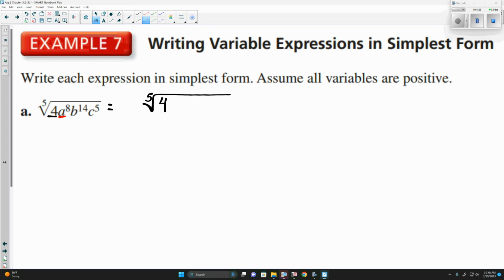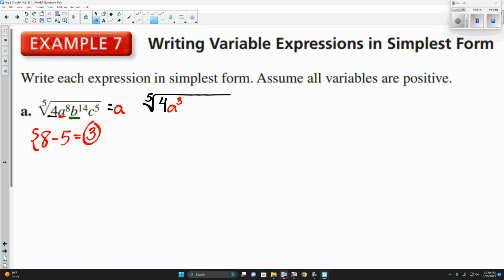So another way to look at this is seeing how many groups of 5 a's we can remove from a to the 8th. We can say 8 minus 5 is 3, which tells me I can remove one group of 5 a's from inside the radical. Can we subtract 5 again from 3? I mean, we can, but we get a negative number. So that tells us that we can take one group of 5 a's out, and the remainder is how many are left inside. So we would have a to the 3rd left inside. Questions on this here?